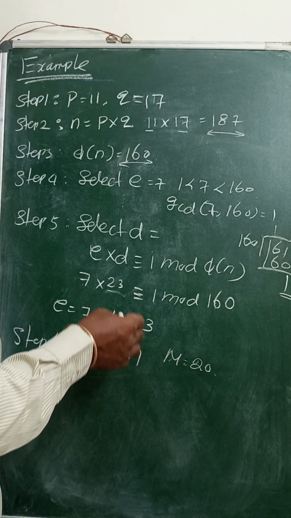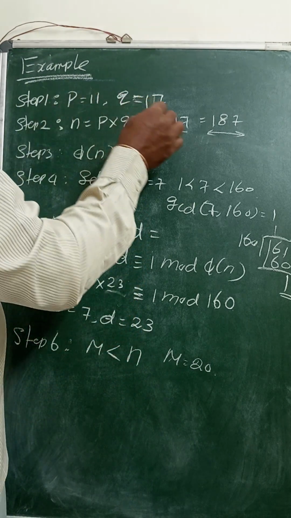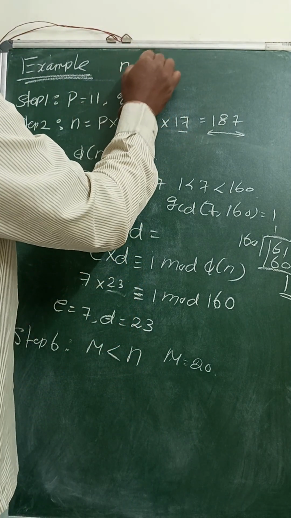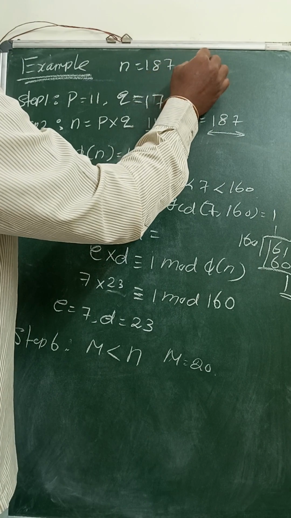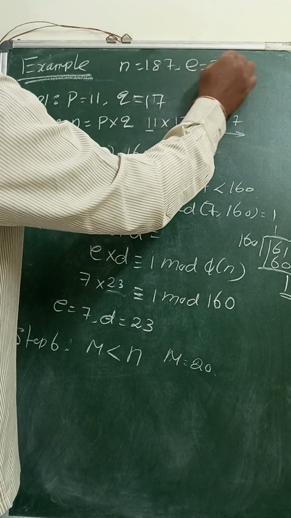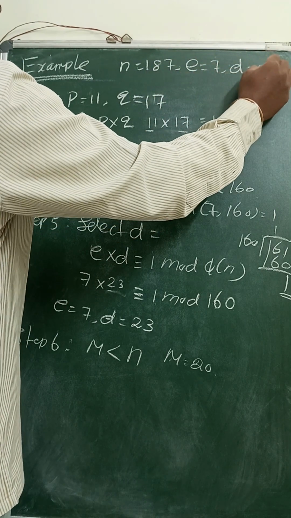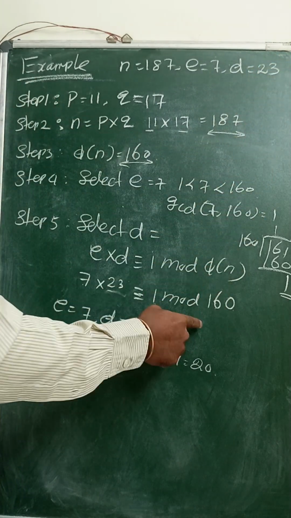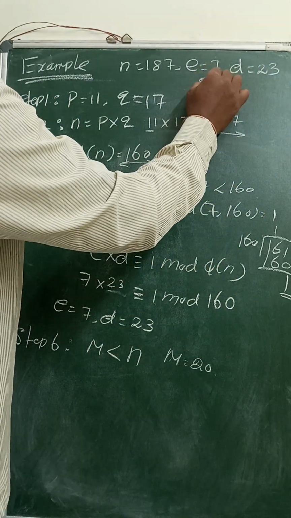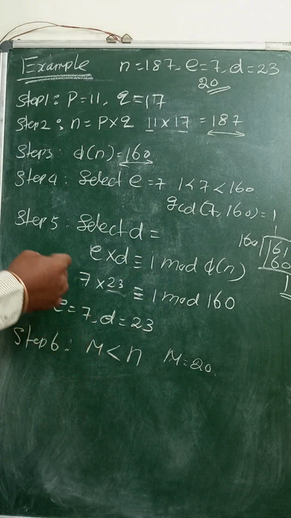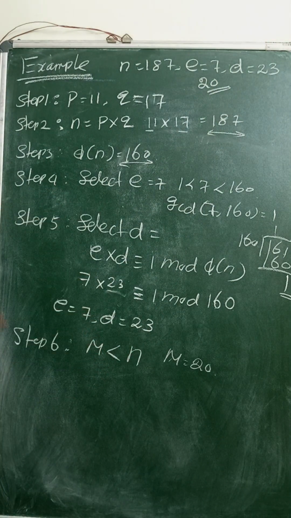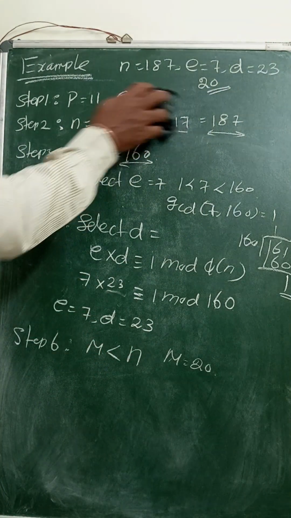Before, we started with M less than or equal to 20. So M less than 187. We are starting with M equal to 20. Then go to step number 6. You can write the parameters: N equal to 187, E equal to 7, D equal to 23, M equal to 20. You write M equal to 20 and that is it above.